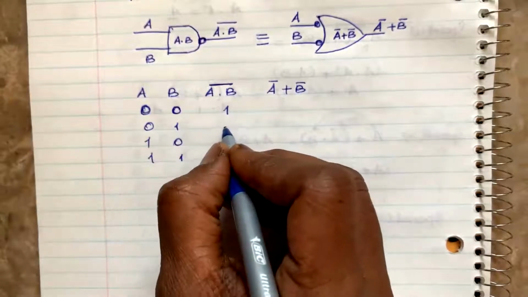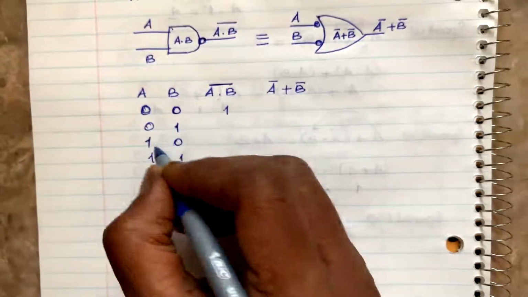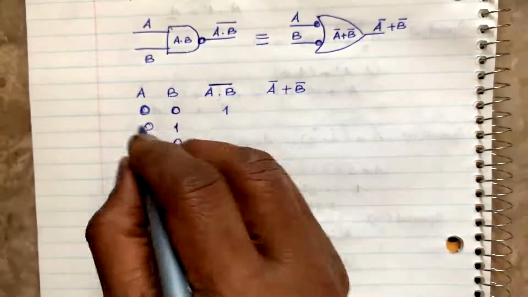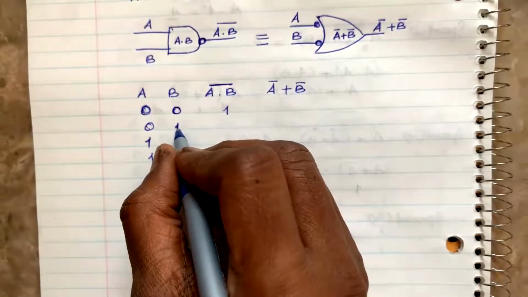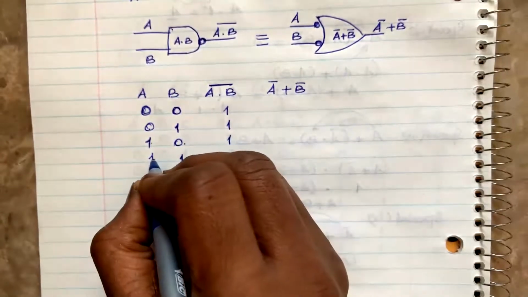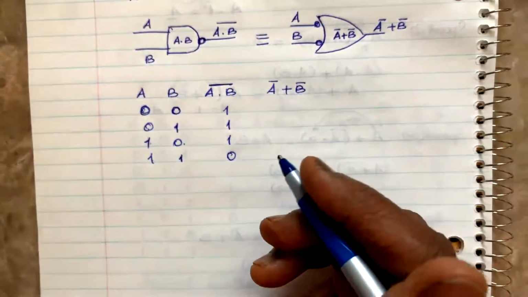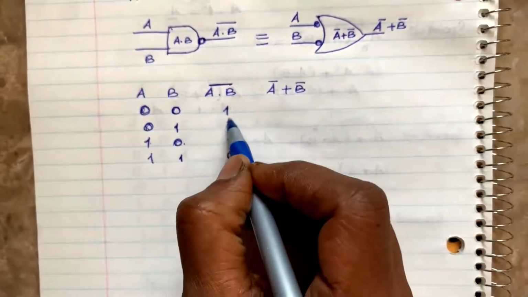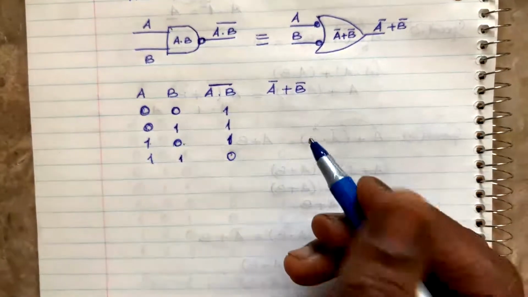Now if there is a 0 in any of the inputs, what can you say about the output? 0 dot 1 is 0, but here it is a 1. 1 dot 0 is a 0, here it is a 1. 1 dot 1 is a 1, here it is a 0. So if there is a 0 in any of the inputs, the output is going to be forced to a 1 in the NAND gate. The NAND gate output is going to be a 1 if there is a 0 in any of the inputs.